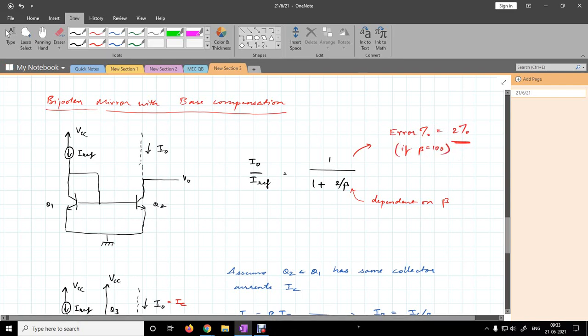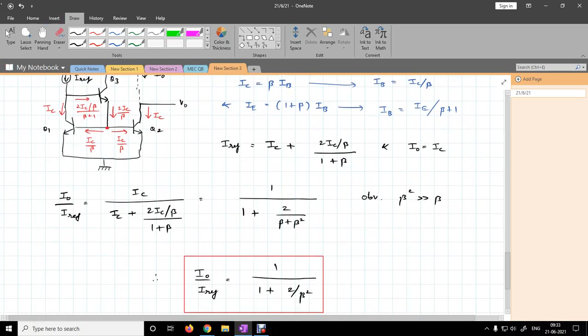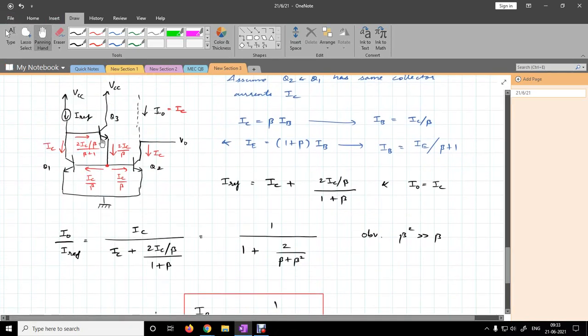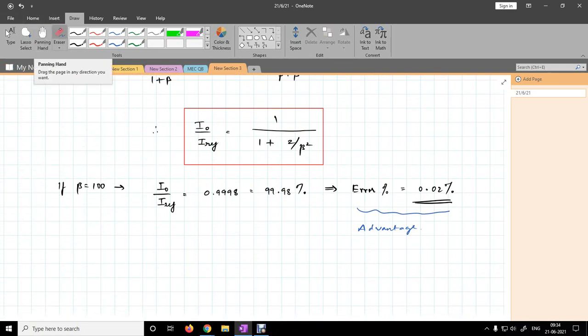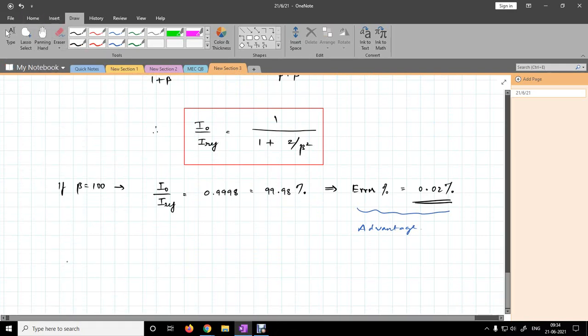Okay, so error percent here is 2%, but by adding Q3, I am able to reduce it from 2% to 0.02%. Right, so this is the advantage here. This is my advantage. But if this is my advantage, there has to be some drawbacks, right?